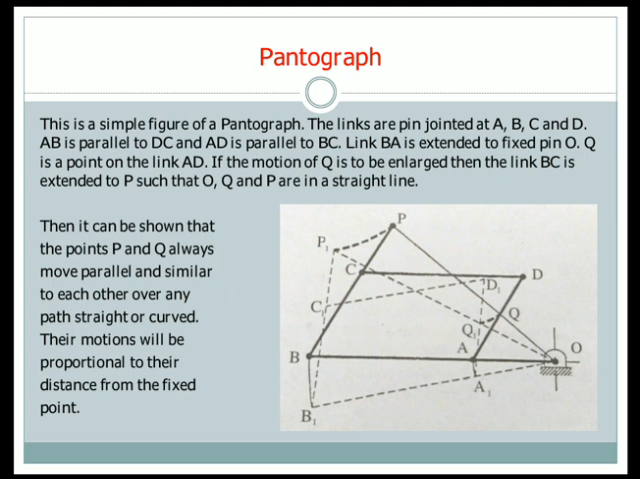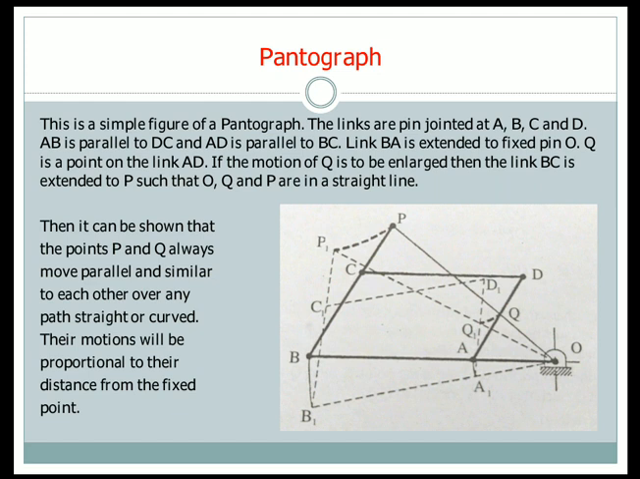So next we shall see the pantograph. This is a simple mechanism. Here you can see that at point O there is a hinge, and there are links OA, B, AD, AC, CD, BC, and the link BC is extended up to point P, and the point P is again connected by the line OP, which is fixed at hinge O.